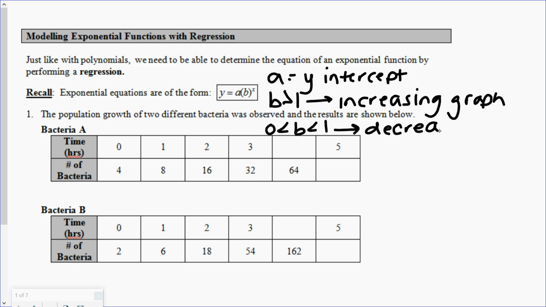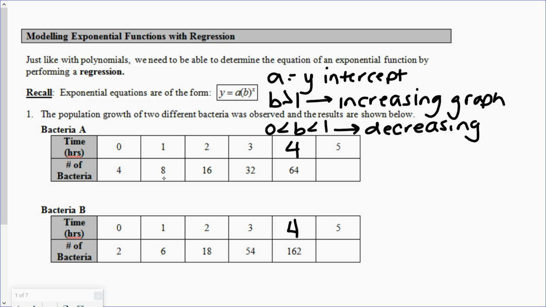So for a decreasing graph, again, if b is a really big value, it's going to be a really steep graph, whereas if b is closer to 1, it's going to be less steep. So two questions here, or two different bacteria. The population growth of two different bacteria was observed, and the results are shown below. We're looking at two different strains of bacteria and counting the number of bacteria every hour. At time 0, there are 4 bacteria for bacteria A.